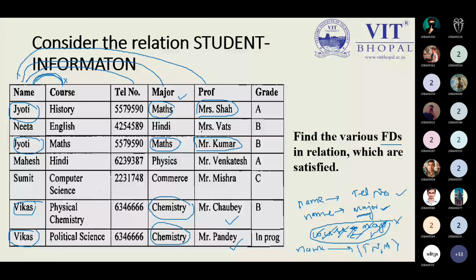And what is the definition of functional dependencies? A functional dependency means an attribute should be functionally dependent on another attribute. That is the meaning of the functional dependency definition. But what is the function here? I'm observing that Jyoti has opted for two professors. So no dependencies here. That's why we don't have a relationship between the name and professor.